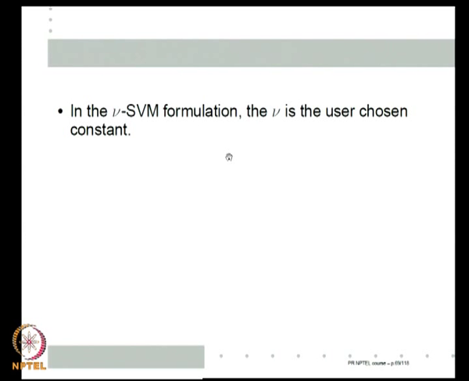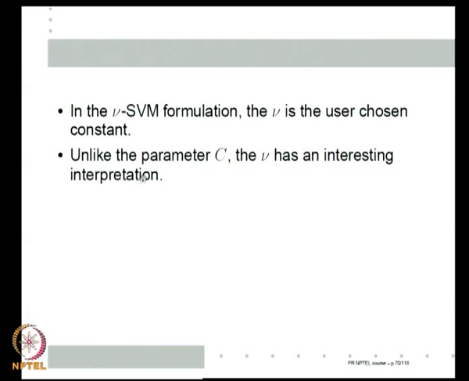So, the nu in the nu SVM formulation is a user chosen constant, and unlike the parameter C, the nu has an interesting interpretation. Nu will be between 0 and 1, and if nu is not between 0 and 1, this will not have a solution, because nu has to be equal to summation mu i, and mu i are always between 0 and 1 by n.